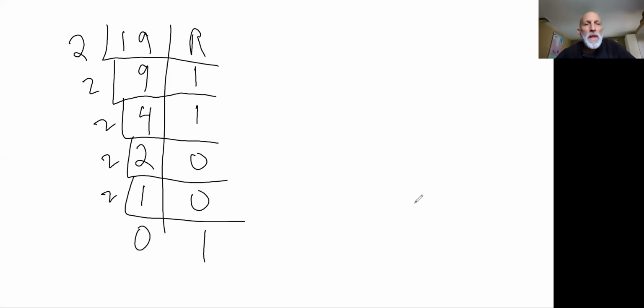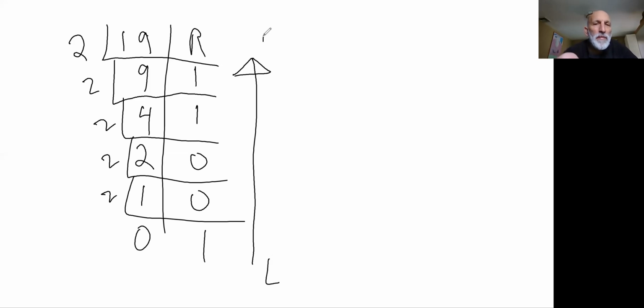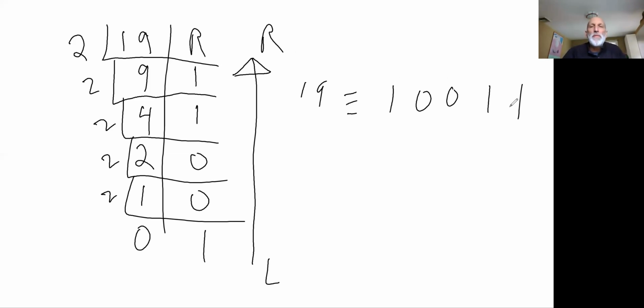So 19 is equivalent to, in binary, read from bottom to top. In other words, we would write 19 is equivalent to, from the bottom, 1, 0, 0, 1, 1. So that would be 19.